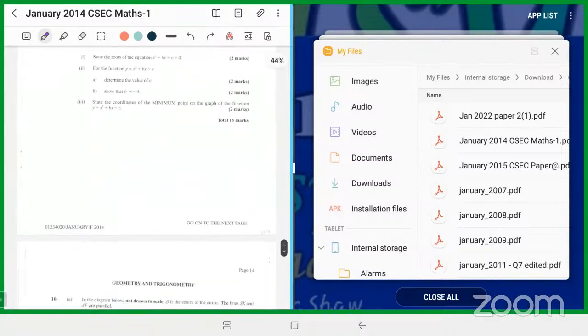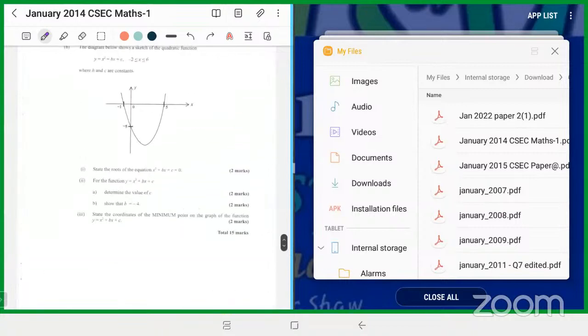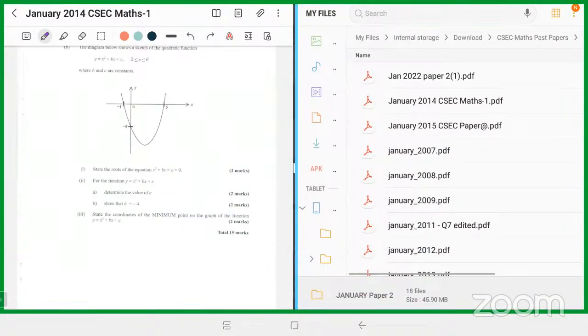All right, so let's go back to the June exams and see. Let's work from 2015 up. Let's go the other direction. June exams.